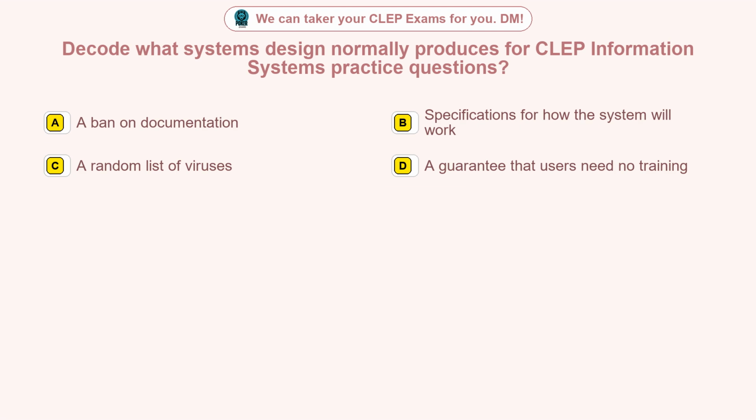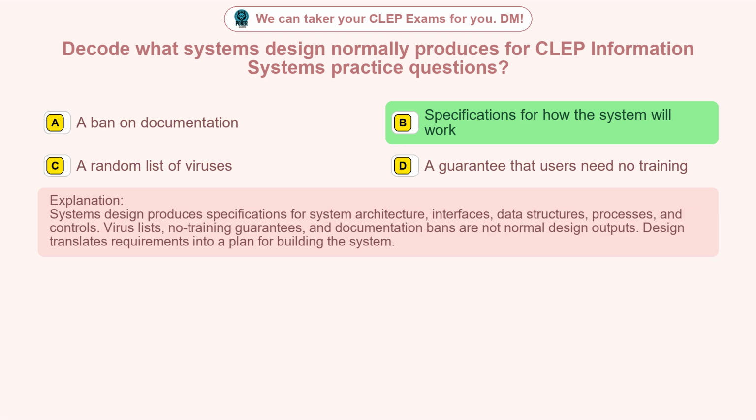Question 67. Decode what systems design normally produces for CLEP Information Systems practice questions. Option A. A ban on documentation. Option B. Specifications for how the system will work. Option C. A random list of viruses. Option D. A guarantee that users need no training. The correct answer is option B. Specifications for how the system will work. Systems design produces specifications for system architecture, interfaces, data structures, processes, and controls. Virus lists, no training guarantees, and documentation bans are not normal design outputs. Design translates requirements into a plan for building the system.